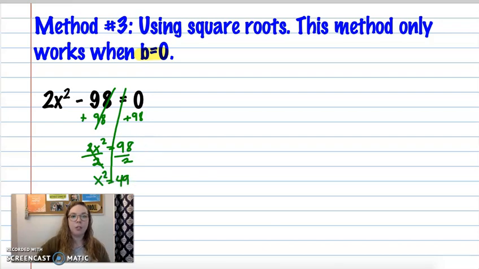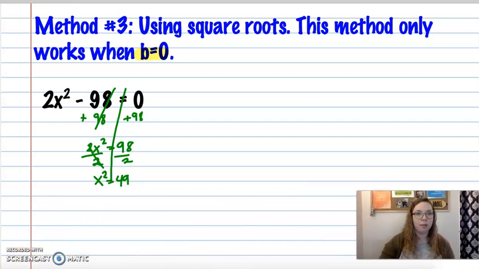My last step to get rid of that square is to square root. Squaring and square roots are opposites. So if I square root both sides, I end up with x equals positive and negative 7. So you can split it out where you have 7 and negative 7, or this would be the shortened version of that.